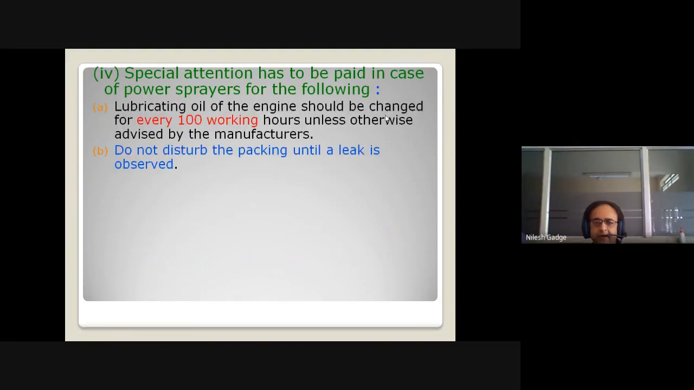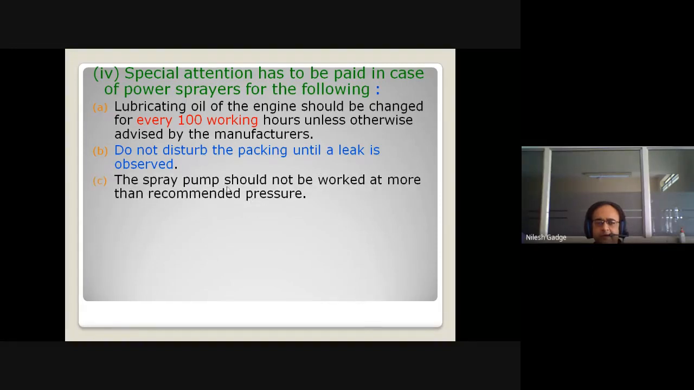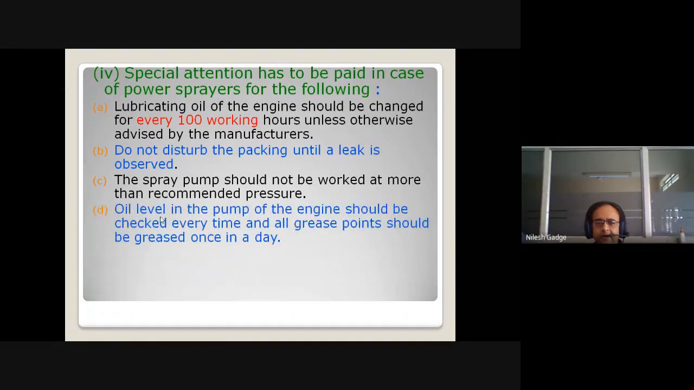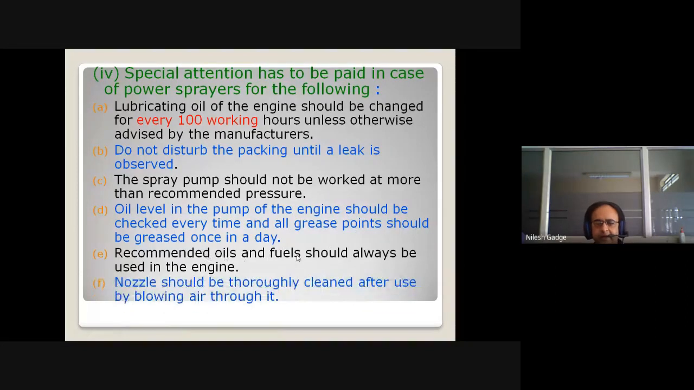Lubrication oil of the engine should be changed every 100 working hours unless otherwise advised by the manufacturer. Do not disturb the packing until a leak is observed. The spray pump should not be worked at more than recommended pressure. Oil level in the pump of the engine should be checked every time and all greasing should be done once in a day. Recommended oils and fluids should always be used in the engine. Nozzle should be thoroughly cleaned after use by blowing air.